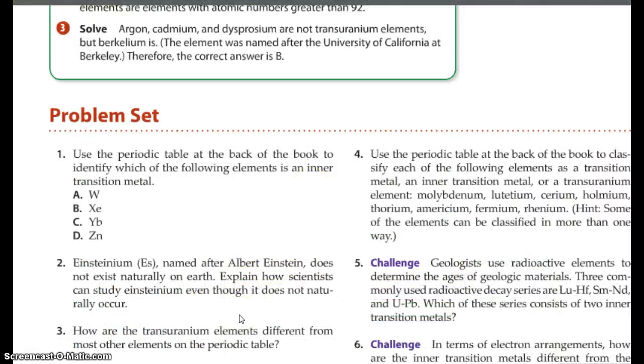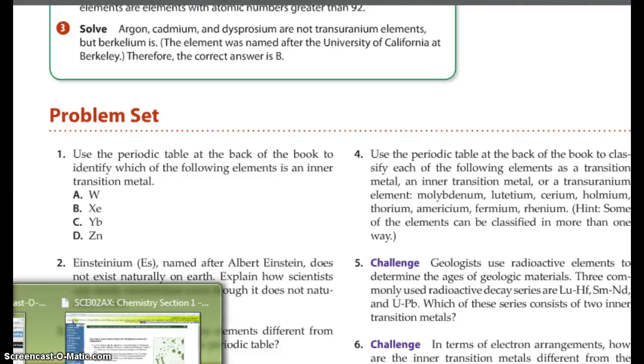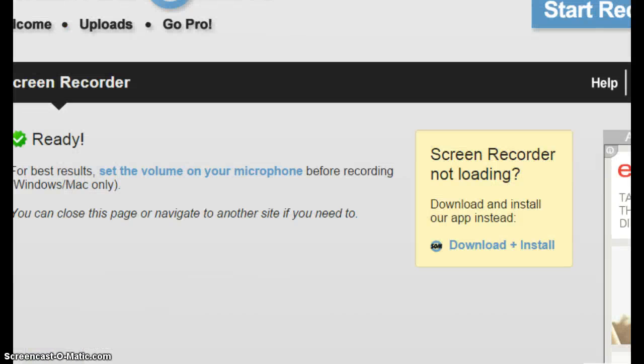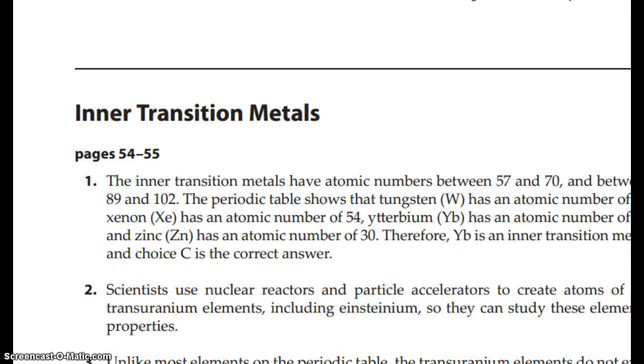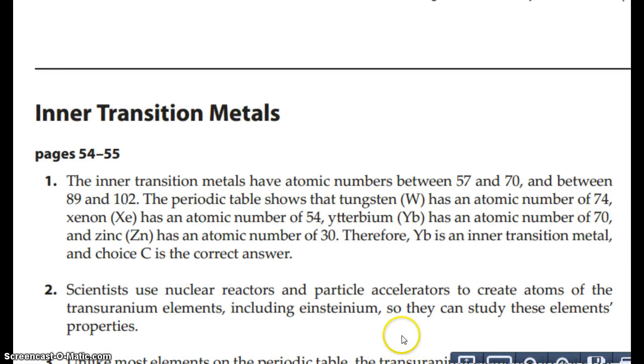Einsteinium, named after Albert Einstein, does not exist naturally on Earth. Explain how scientists can study Einsteinium even though it does not naturally occur. All right, so hit pause, get your answer. Answer is, scientists use nuclear reactors and particle accelerators to create atoms of the transuranium elements, including Einsteinium, so they can study these elements' properties.